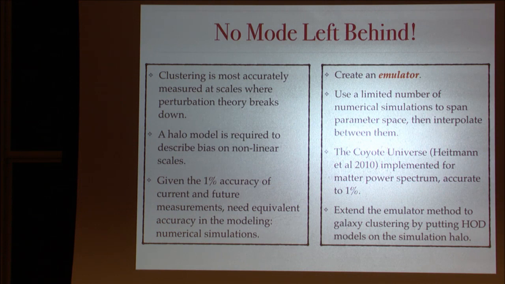All right, I'm going to run through and just skip all this stuff that I want to leave no mode behind either, and I'm going to abandon all analytical models and go straight to using numerical simulations to emulate nonlinear clustering. Hopefully you're all familiar with the Coyote universe, which was an emulator based upon numerical simulations for the matter power spectrum. It was 1% accurate. It's very successful, and I think we should be extending that to emulating galaxy clustering and putting HOD models on top of these numerical simulations.